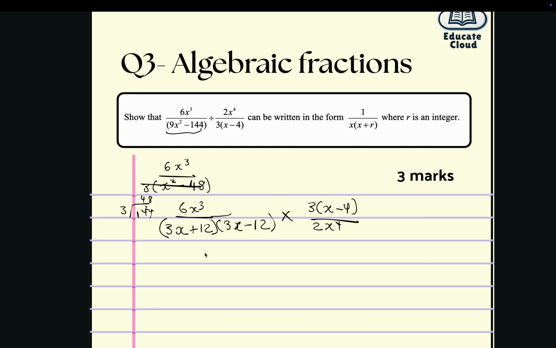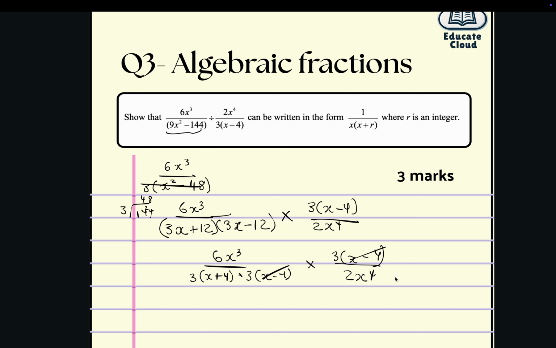So what we could even do further is take the 3 out for each of these two brackets, because you want to simplify it as fully as you can. So take the 3 out and have x plus 4. And then times it by 3 and then x minus 4. Then times it by 3x minus 4 over 2x to the power of 4.